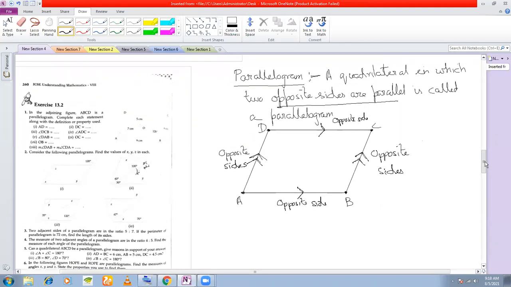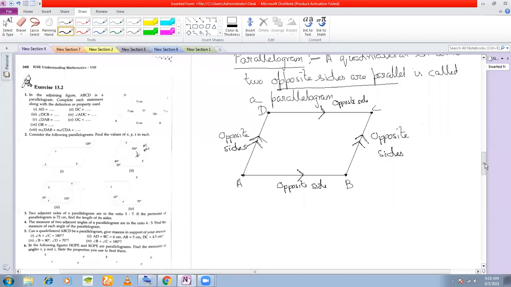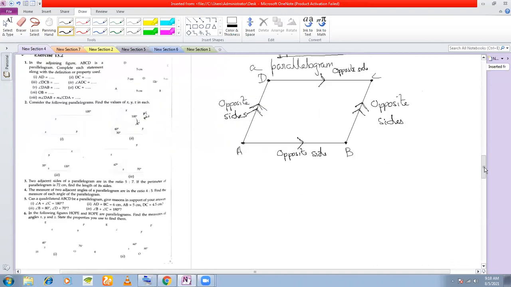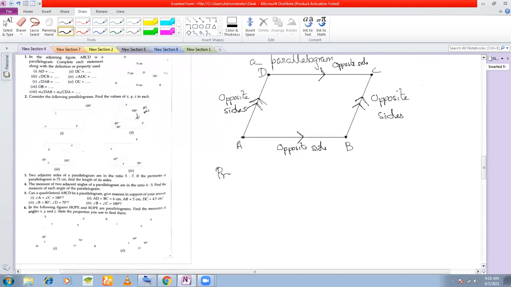Okay, once we know how a parallelogram looks, we now come to the properties of a parallelogram. You know the definition of a parallelogram. You know how a parallelogram looks. Next, we come to the properties. Properties you will have to remember and understand both. Properties of a parallelogram. Let's see what the properties are. First property is that the opposite sides of a parallelogram are equal.